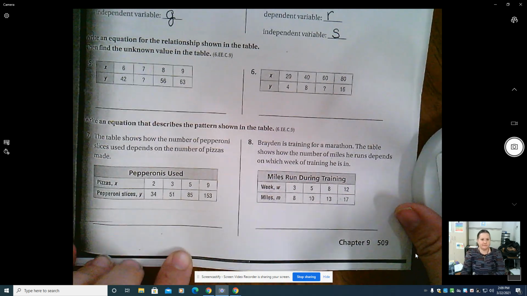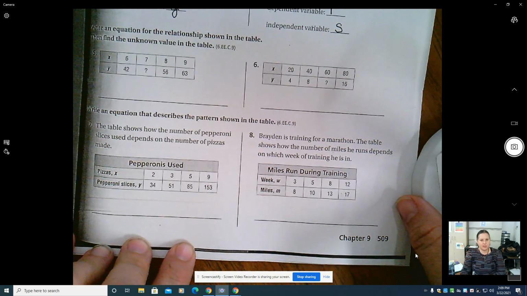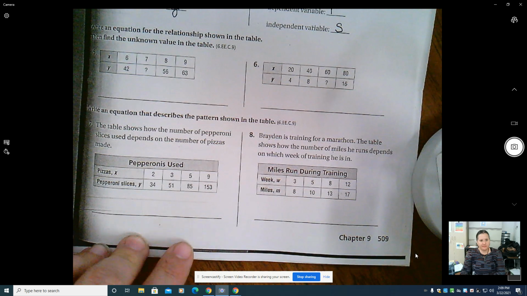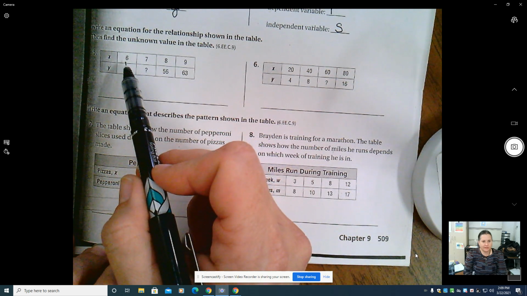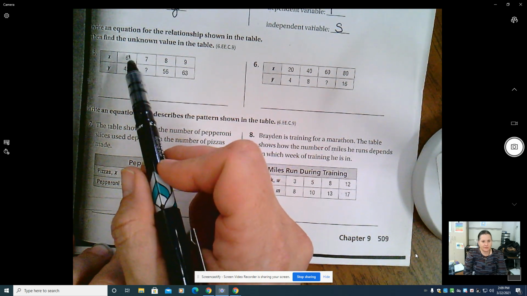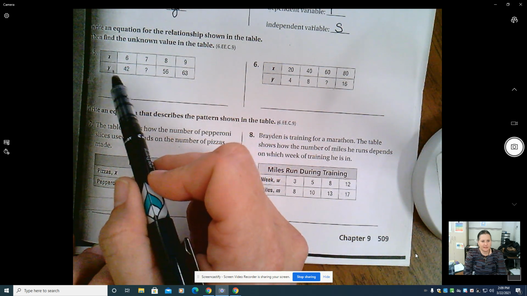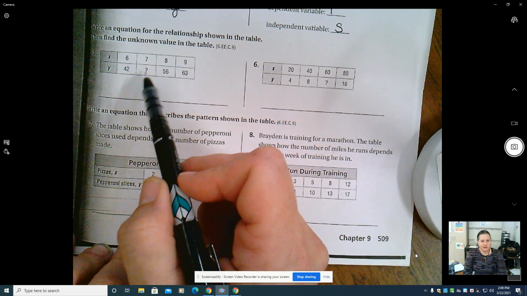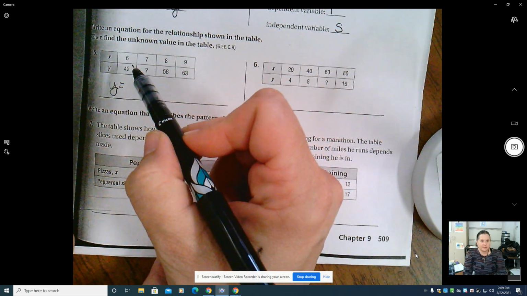All right, let's look at these. It says write an equation for the relationship shown in the table. Then find the unknown value in the table. So here we are going to take this number and do something to it that will give us our y. So let's look at this. We're wanting to figure out what this y is. What is y and how do I figure it out? So here's what I know.